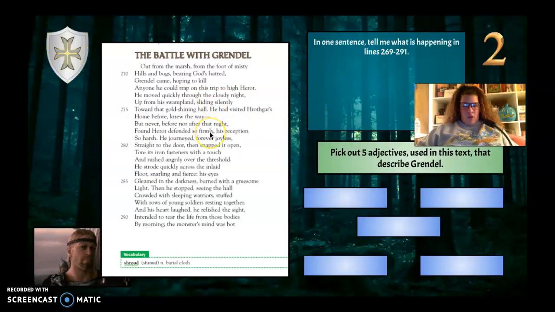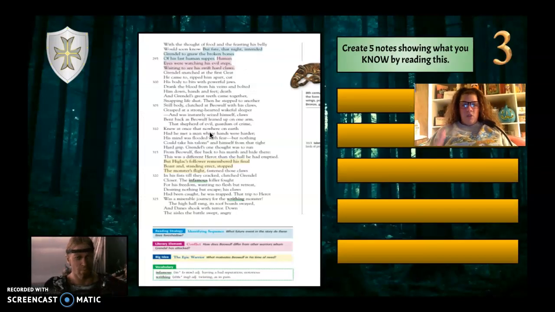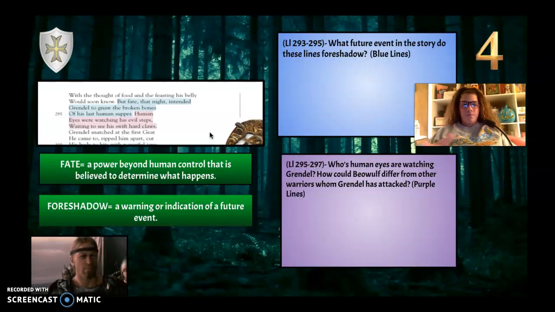As you can see, I screenshot the text for you, and then I tell you what to do with the text side by side. So you can look and answer side by side without going back and forth from the PDF to the question. It's already laid out for you. This question is about characterization of Grendel, and then in one sentence, can you sum up what is happening here? In this question, you're going to create notes that talk about the plot of what's going to happen next. This is the actual battle between Beowulf and Grendel, and also Beowulf's warriors and Grendel.